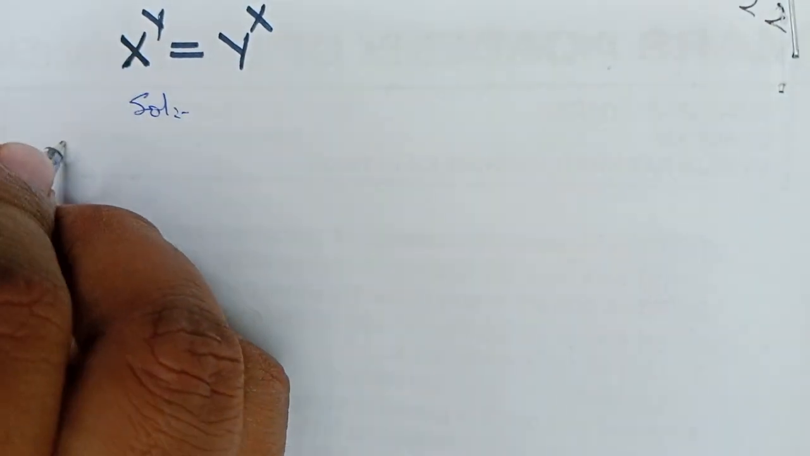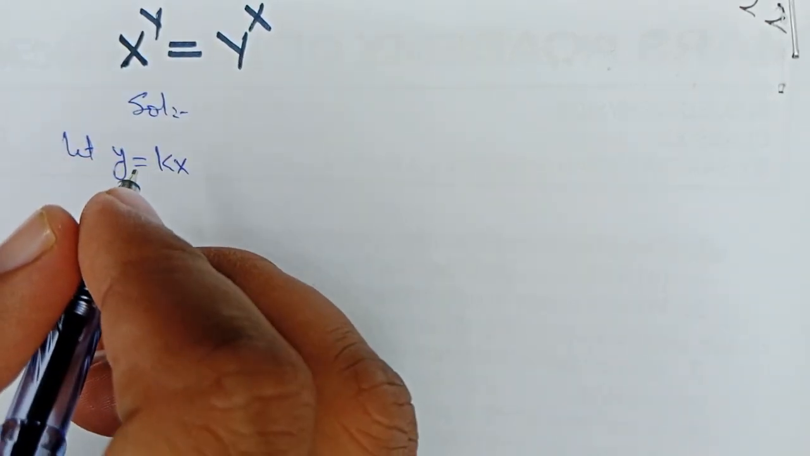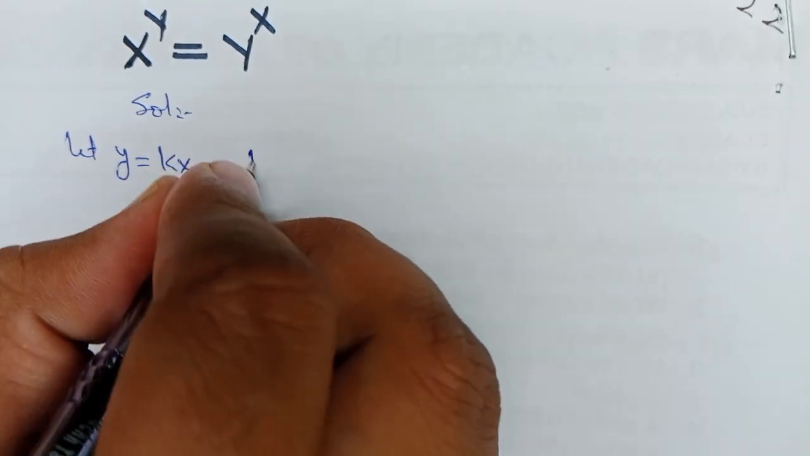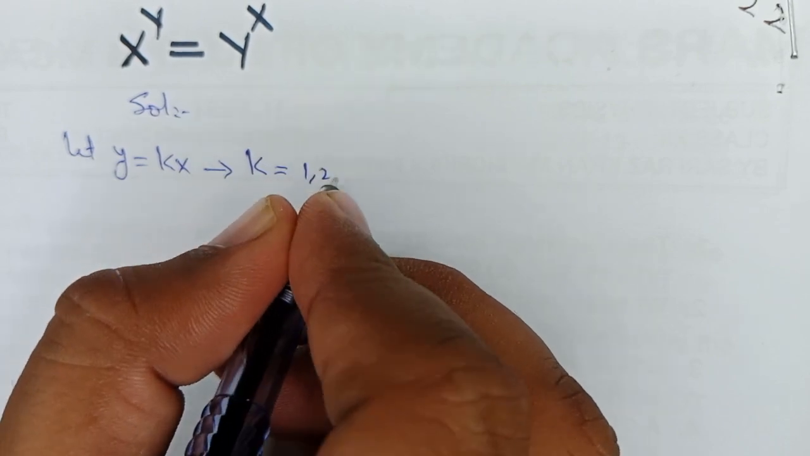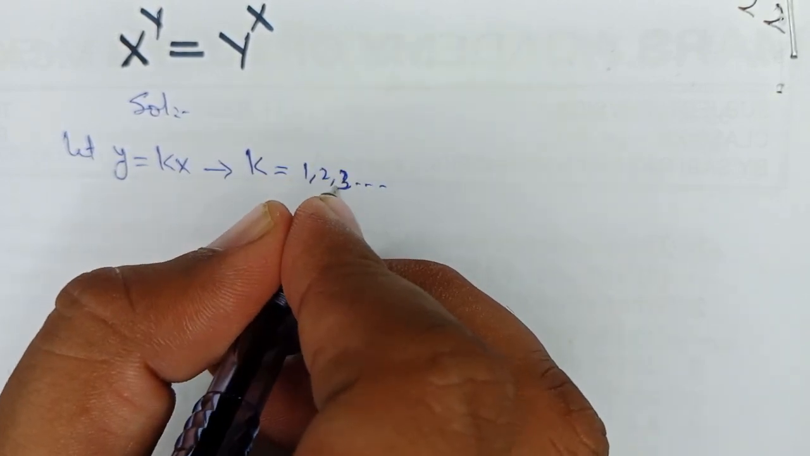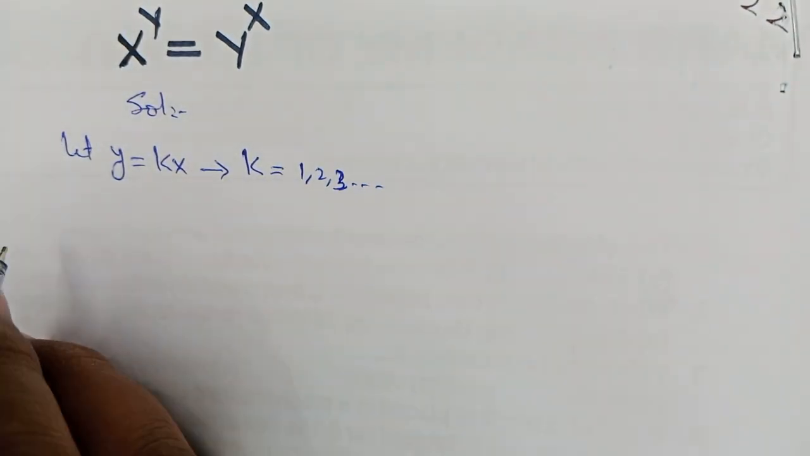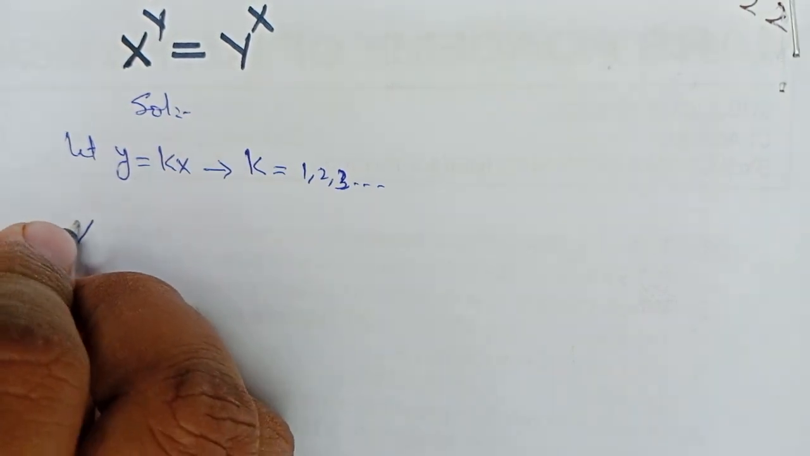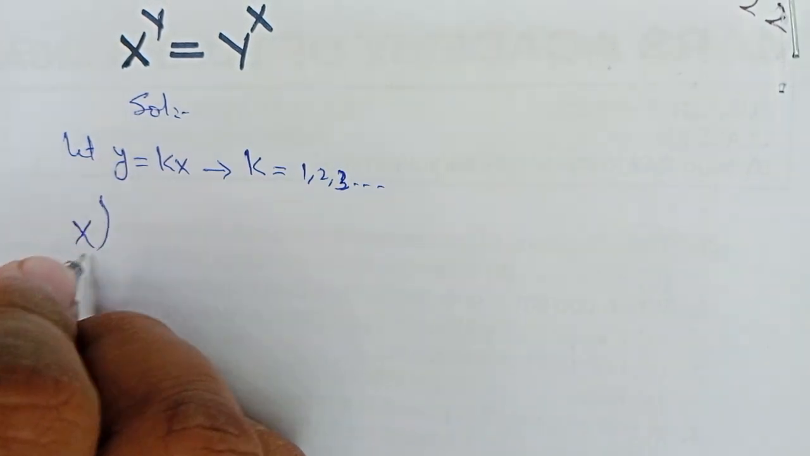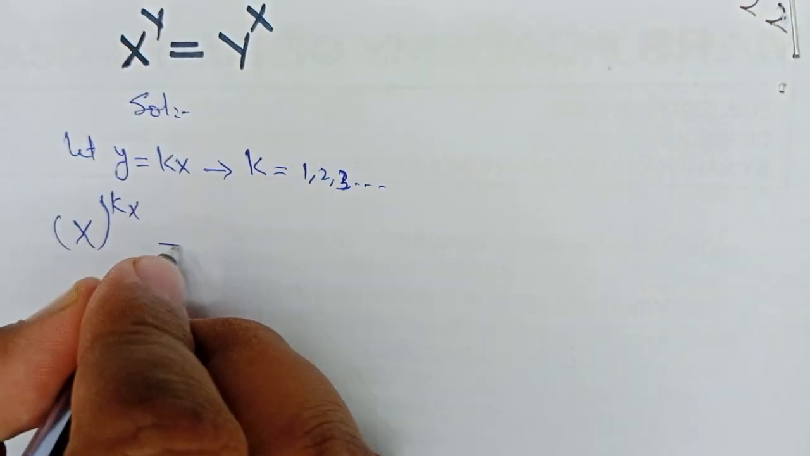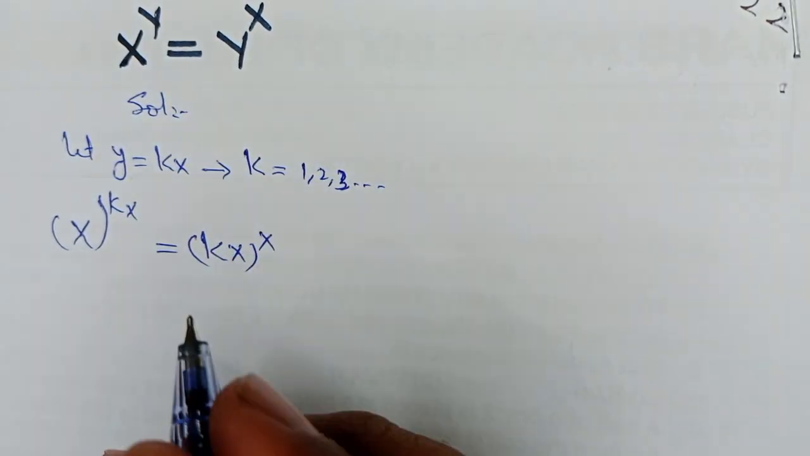Let's suppose that y is equal to kx, and we consider that k is a constant number which is not equal to 0 and could be 1, 2, 3 and so on. So let's start with the solution. We will substitute kx in place of y, so that will be x whole power kx is equal to kx whole power x.